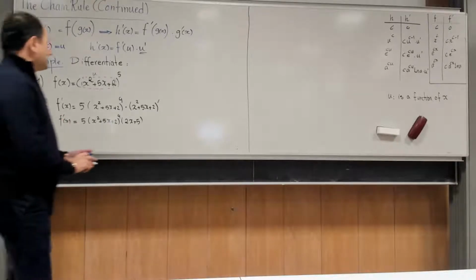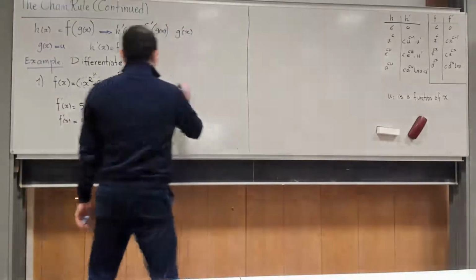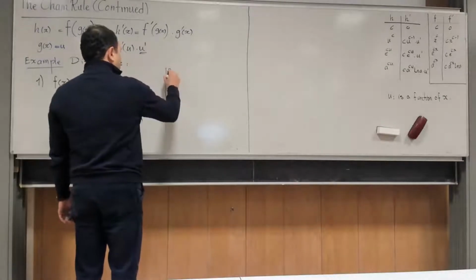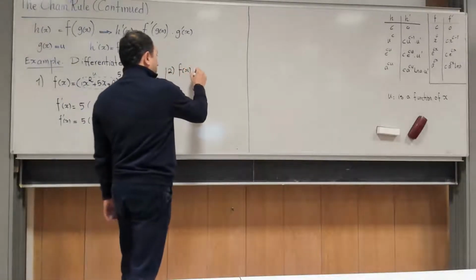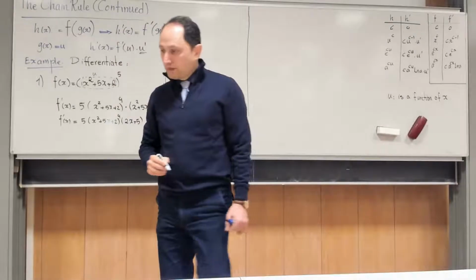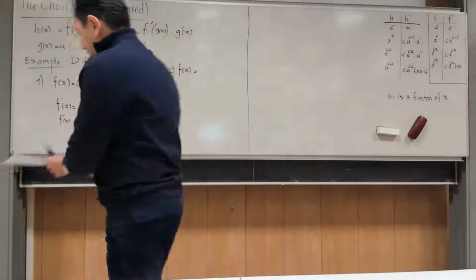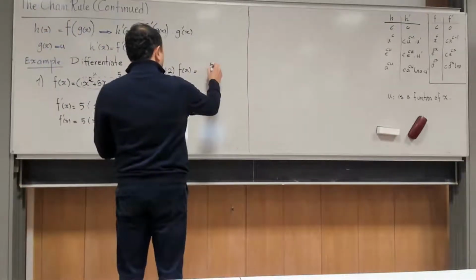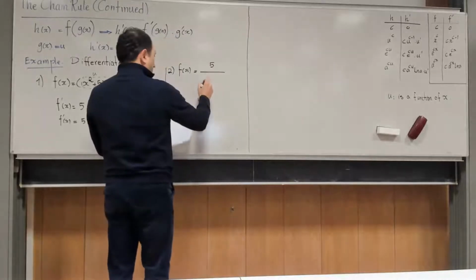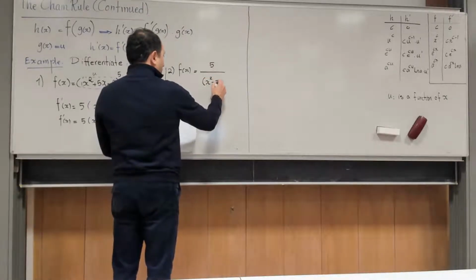Okay, now let me write another one here. So probably I can put some function here. f of x equals, what do you think about this problem? 5 over x squared minus 3, to the 4.